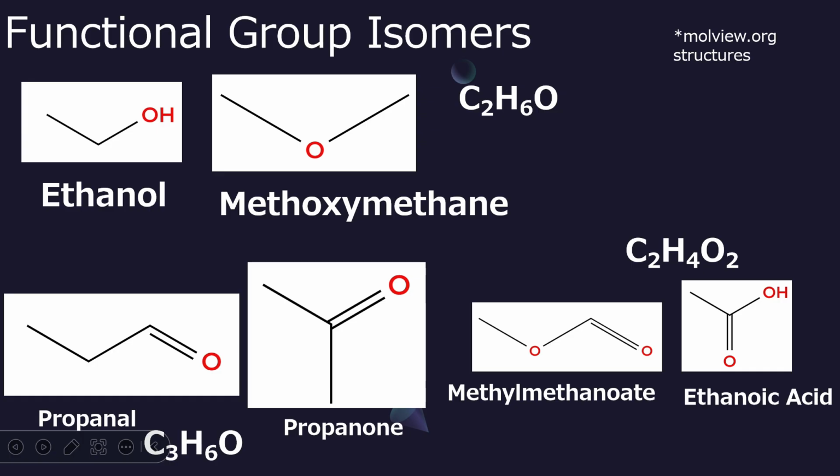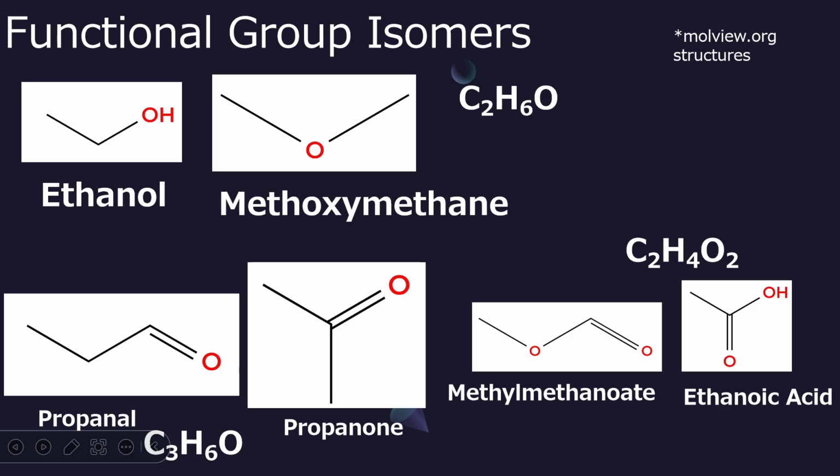Look at ethanol and methoxymethane in the top left. These both have the formula C2H6O, but one of them is an alcohol, one of them is an ether. Very different chemical and physical properties. One of them has an OH bond and hydrogen bonding, ethanol. The other one has only carbon-oxygen bonds, methoxymethane, in ether.